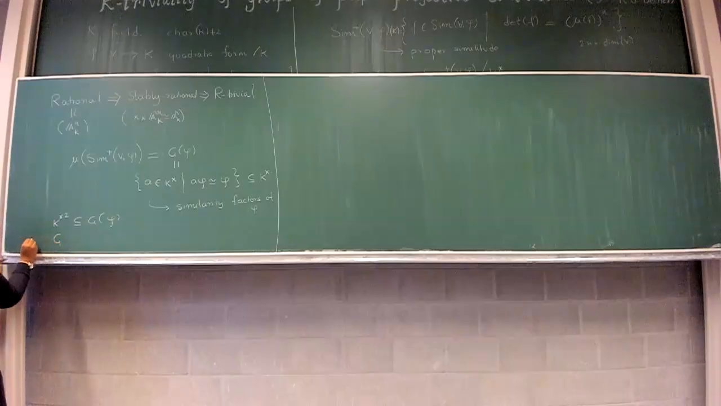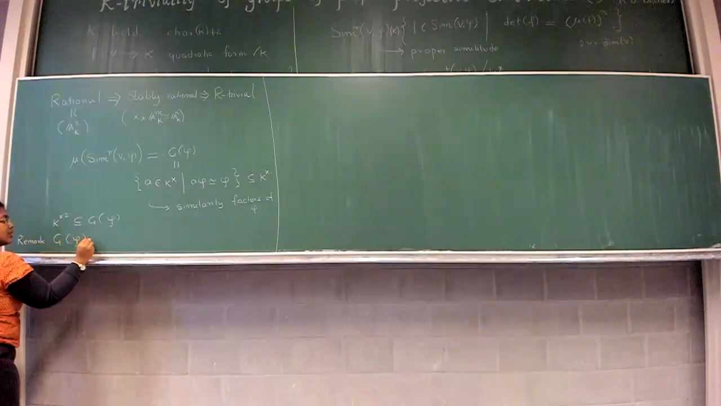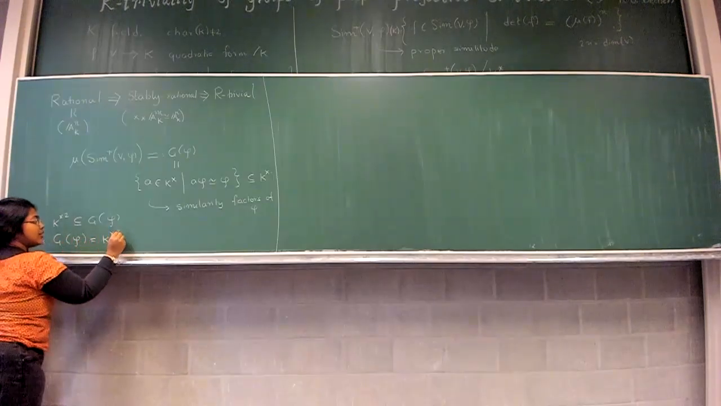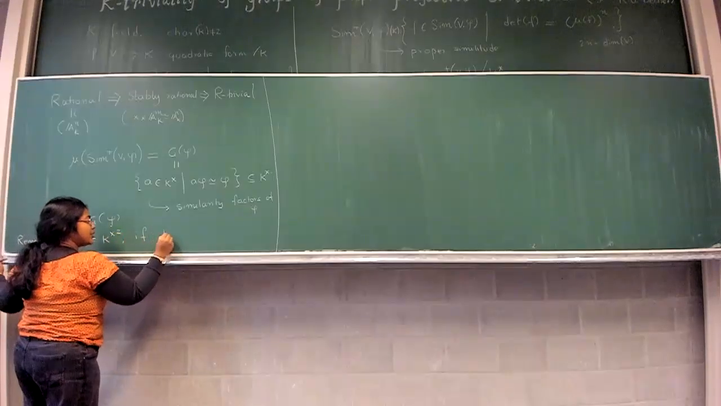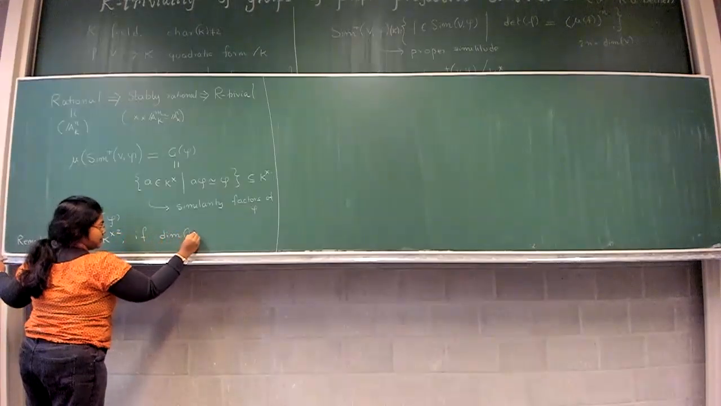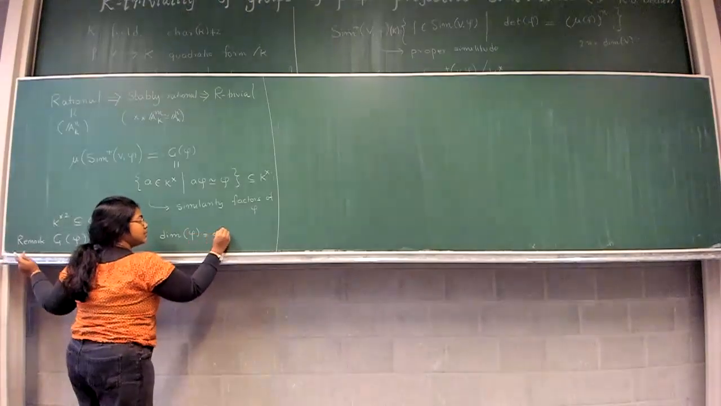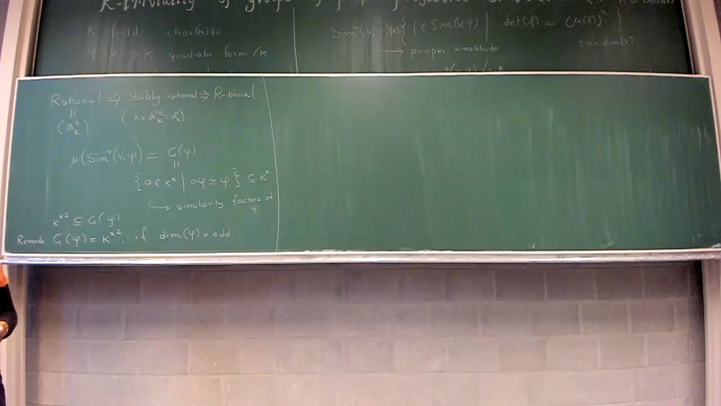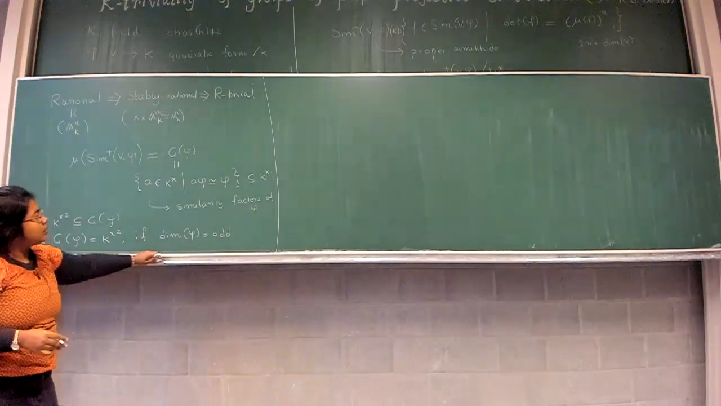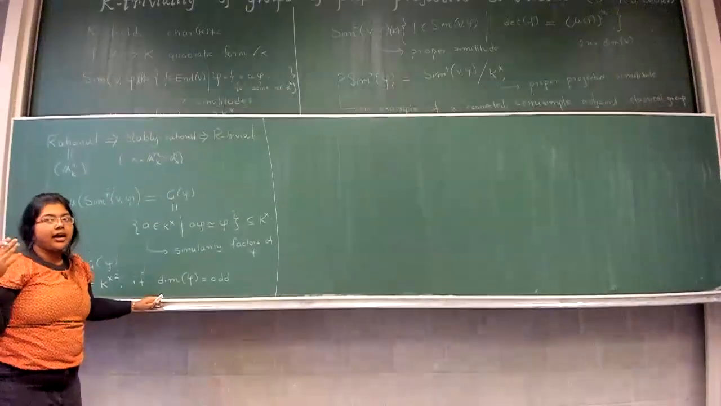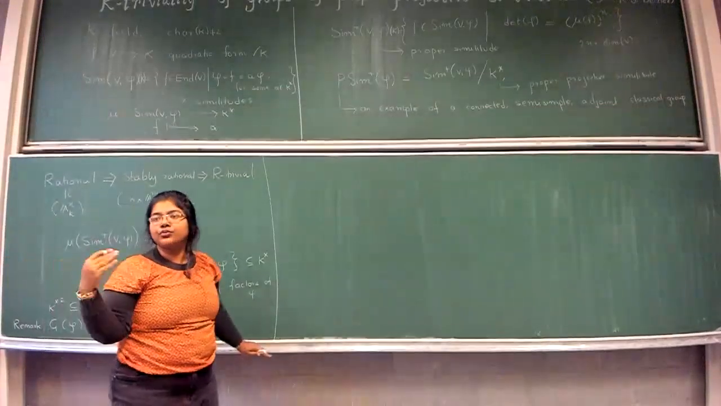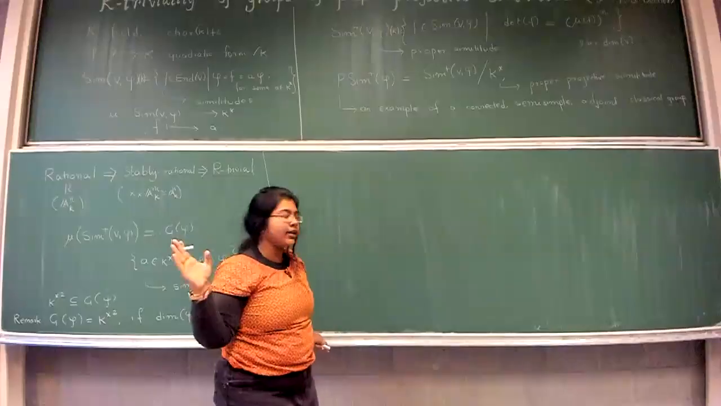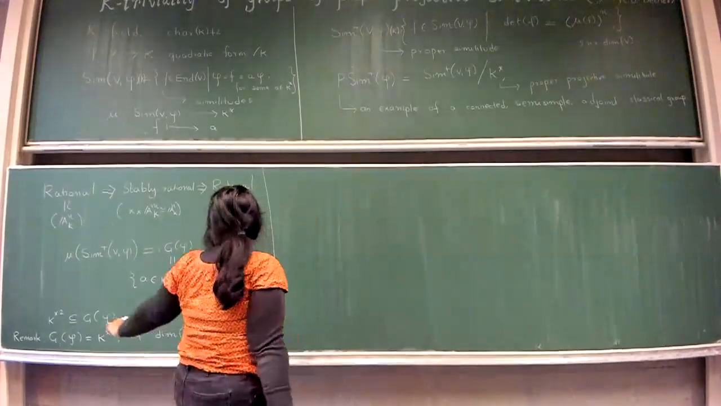Also, as a remark, this G will be K star if the dimension of the form is odd. The dimension of the form is the dimension of the underlying vector space. For the whole context, if I don't mention otherwise, I will take the quadratic form to be of even dimension.